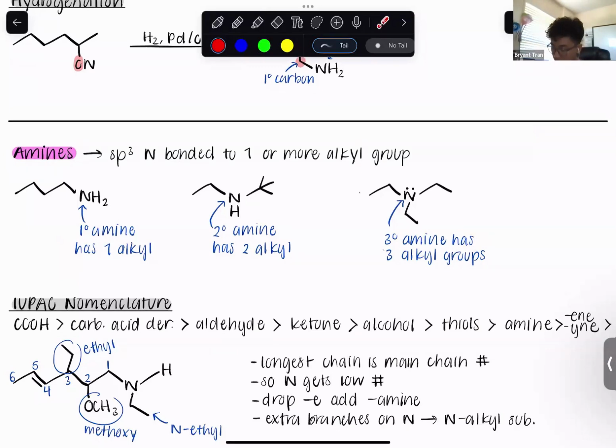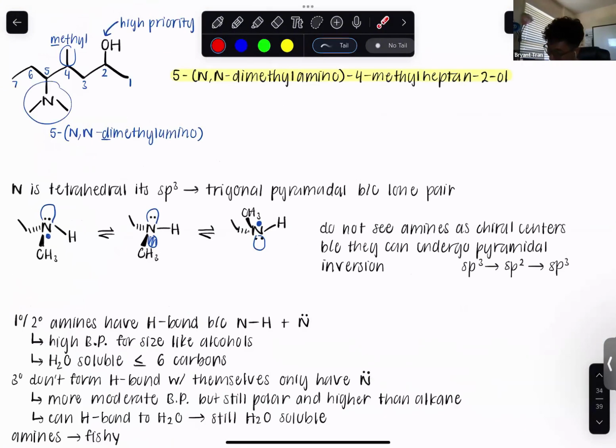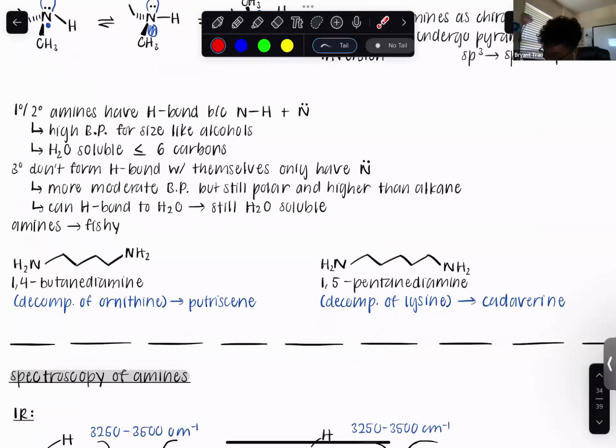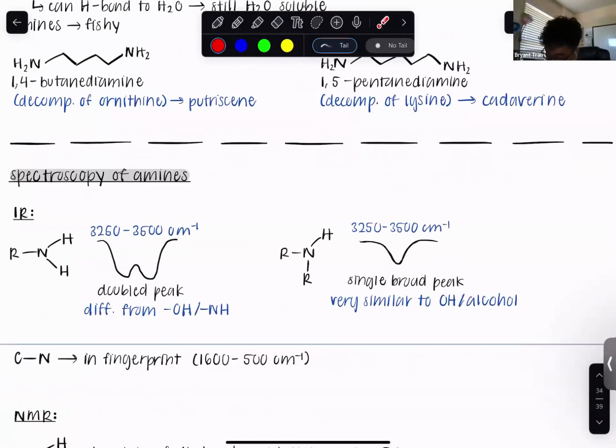We have a primary amine where this nitrogen here is only attached to 1 carbon. We have a secondary amine where the nitrogen here is attached to 2 carbons. We have a tertiary amine where this nitrogen here is attached to 3 carbons, right? And then nomenclature, practice with that. Let's see. Yep. So properties, spectroscopy.